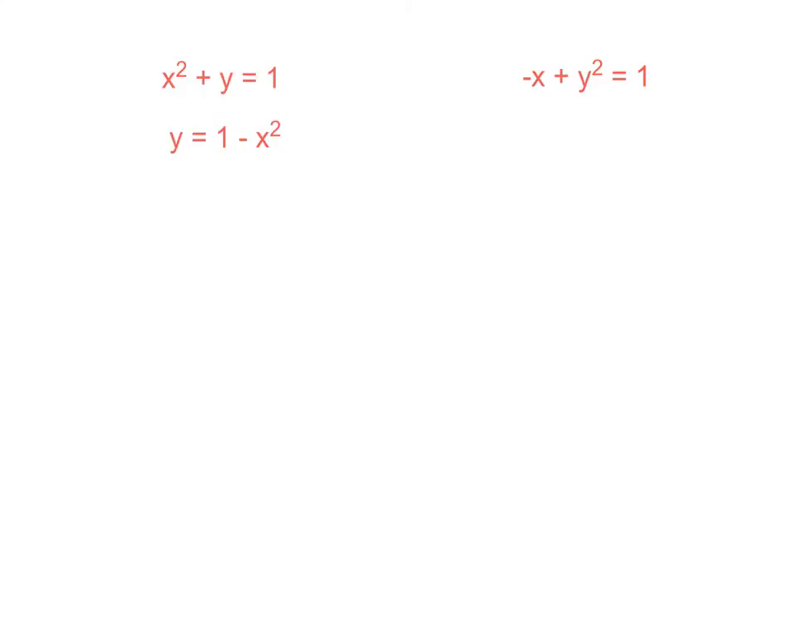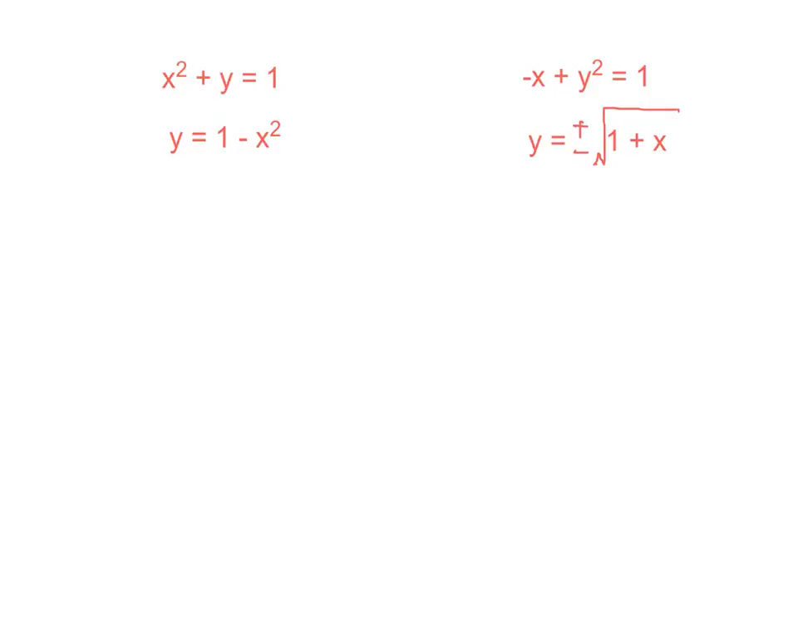So in the first case, we end up with y equals 1 minus x squared. Well, if you think about this, for each value of x, you end up with a single value of y. You never come out with 2 different values of y for a single value of x. So the equation on the left is a function.